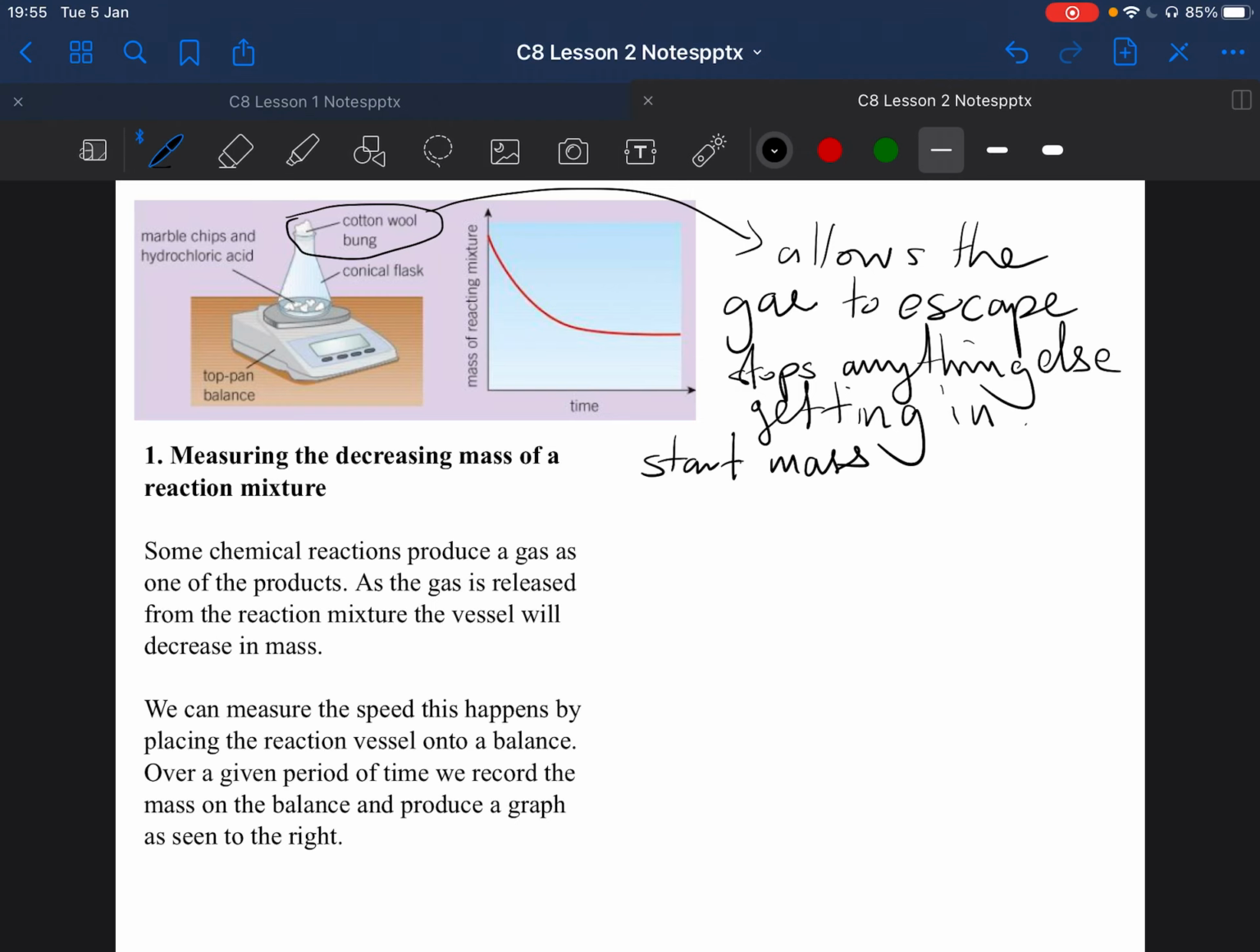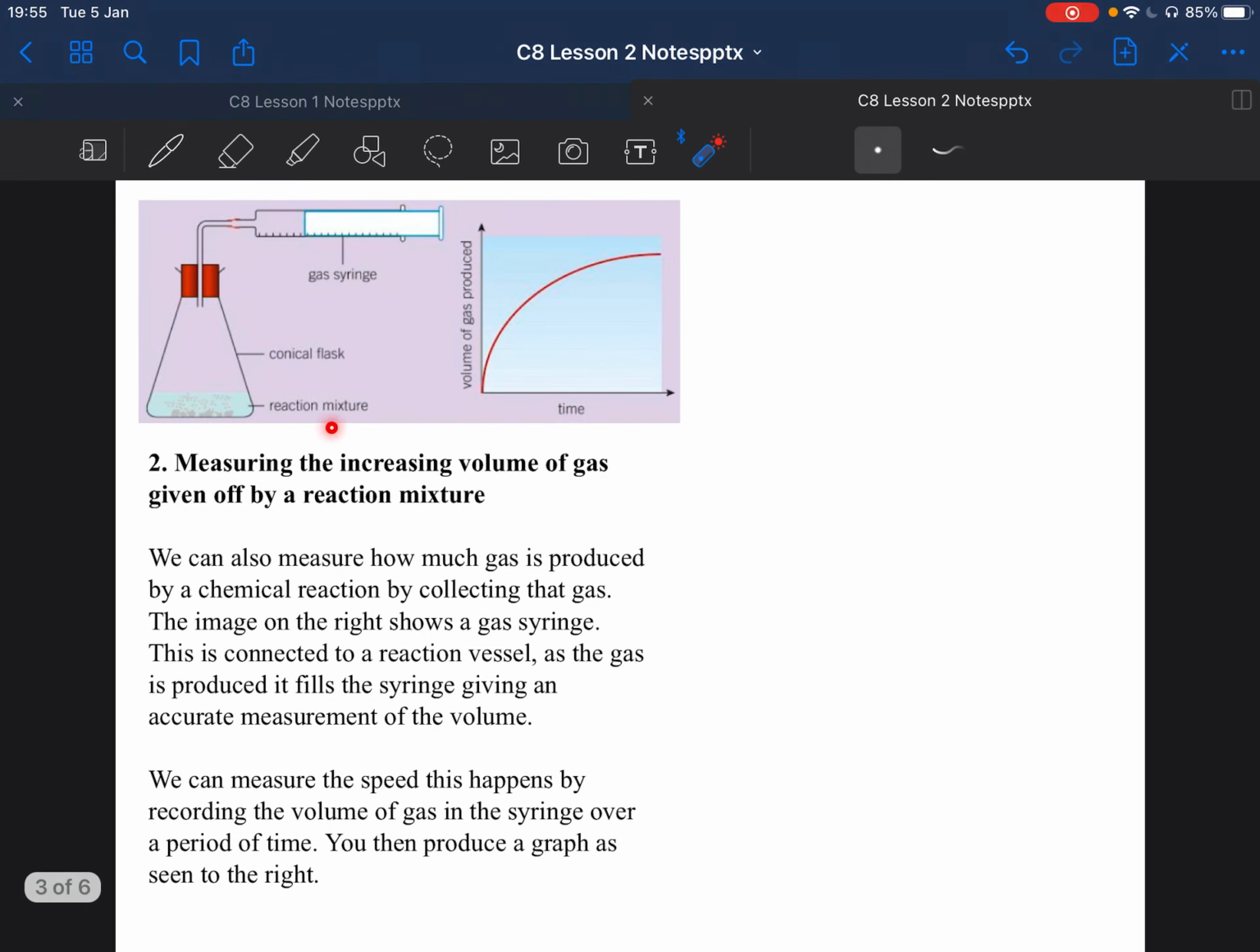Okay, guys, so the second method is this one right here. In this one, again, we're measuring gas, but this time we're actually collecting the gas. And there are two ways we can do this. We can do this with this piece of equipment right here, which is called a gas syringe. You will put your reaction mixture in your vessel, and you will have a delivery tube coming out of the bung in the vessel and leading to a gas syringe like this. As the gas is produced by this reaction mixture, it will pass up through here and push the syringe out. So you would then, say every 30 seconds, read where it's sitting on the syringe and record that volume of gas.